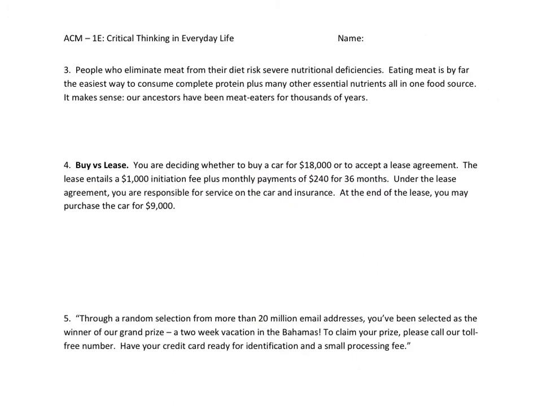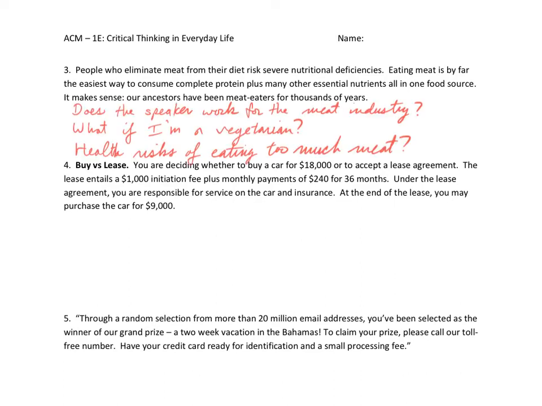Here in example 3, we have the statements: people who eliminate meat from their diet risk severe nutritional deficiencies. Eating meat is by far the easiest way to consume complete protein plus many other essential nutrients all in one food source. It makes sense. Our ancestors have been meat eaters for thousands of years. There are multiple questions that you can ask in this scenario, such as, does the speaker work for the meat industry? If someone works for the meat industry, well, you know what? This would absolutely be some of the verbiage they would use.